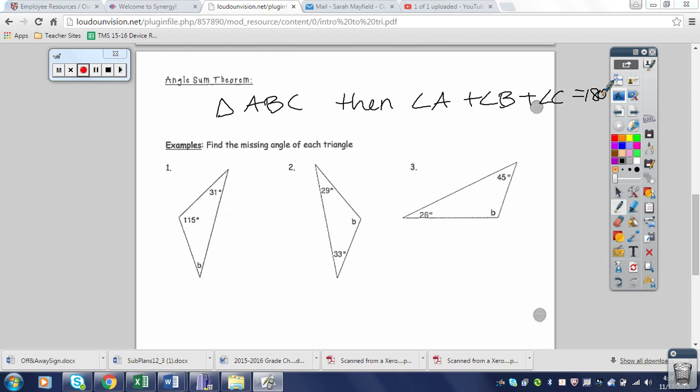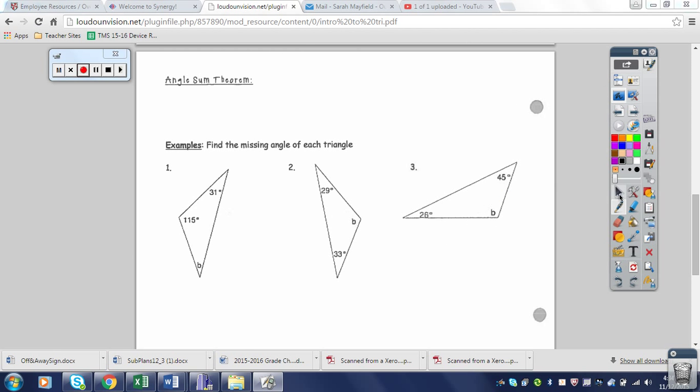So if I take 33 plus 29 plus B, they're going to equal 180. So 29 plus 33, take that and subtract it from 180, you get 118 degrees. Number 3, same thing. 26 plus 45 plus B equals 180. Subtract 71 from 180, you get 109 degrees. Hopefully everybody is okay with this.